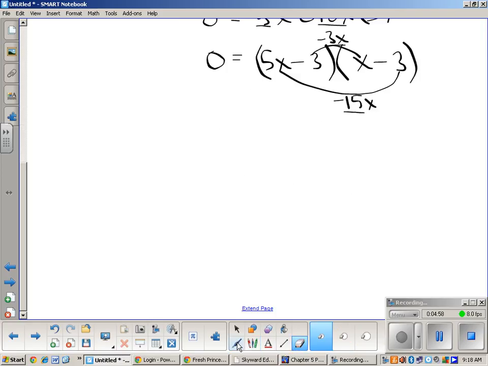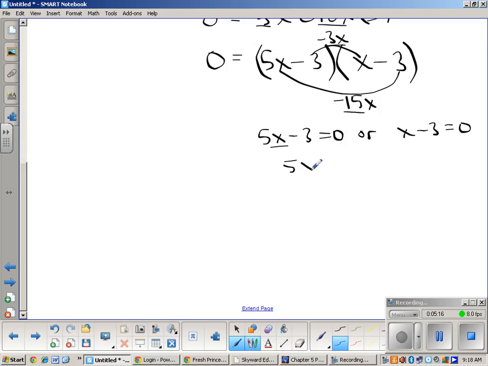So that means then that 5x minus 3 is equal to 0, or x minus 3 is equal to 0. If I solve this first one here, 5x is equal to 3, so x is equal to 3/5. And if I solve this one over here, x is equal to 3.